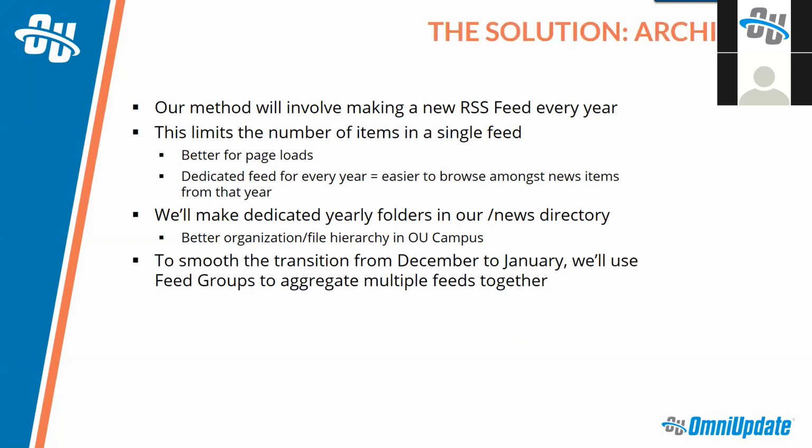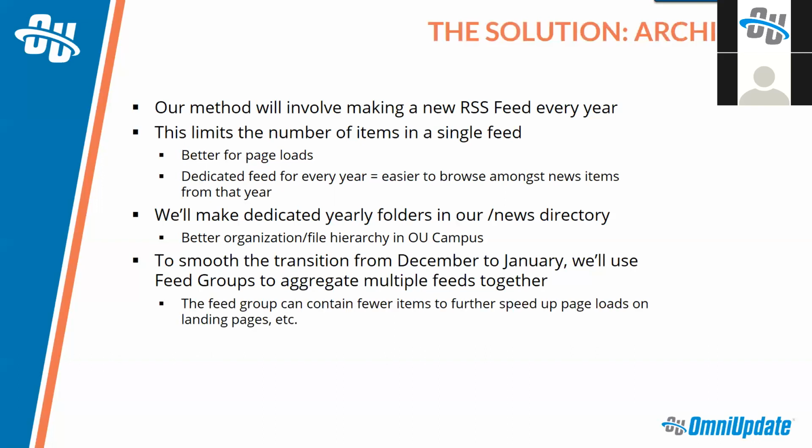So we still have that nice, easy transition that we still do when all of our items live in a single feed, as they currently do. That can contain fewer items as well to further speed up page loads on landing pages and things like that. So there are some other advantages to using feed groups, but the idea is we're using feed groups to smooth the year-over-year transition, so we don't cause more problems if we take this archiving approach.